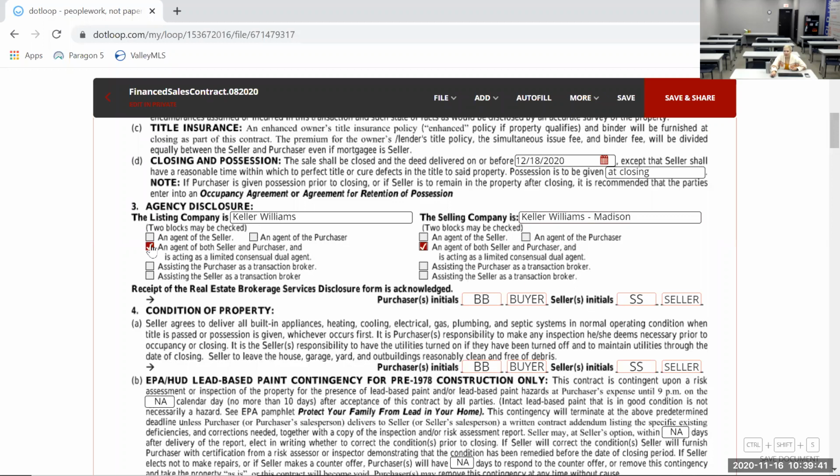You're acting as a limited consensual dual agent. Okay. If it's Remax over here, then they're an agent of the seller. Keller Williams is an agent of the purchaser. Okay. If it is one of the flat fee brokerage people that have listed it, basically FSBO, then they're assisting the seller as a transaction broker. Okay, you do see a good bit of those. So you do need to know that. So that is basically a RECAD form just within the contract.